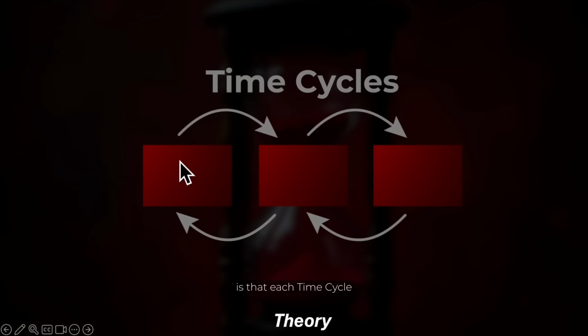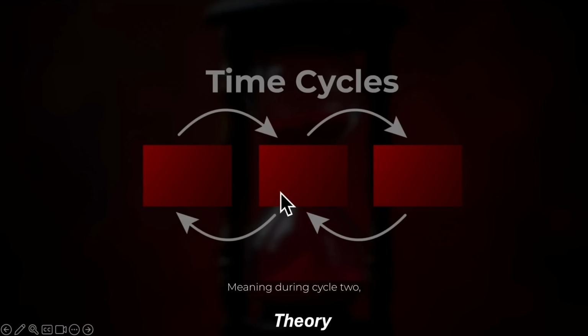Now, when it comes to these time cycles, what's important to note is that each time cycle determines how the next time cycle is going to deliver. Meaning cycle 1 determines how cycle 2 is going to deliver, and cycle 2 determines how cycle 3 is going to deliver. And throughout each new time cycle, we refer back to the previous cycle's delivery.